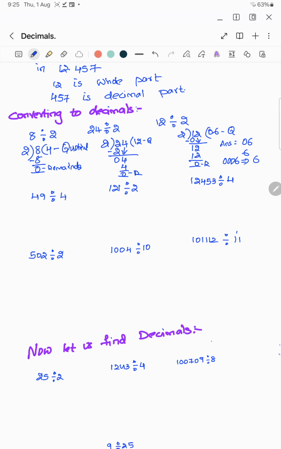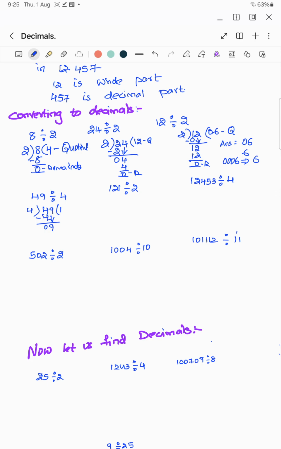Now let us divide 49 by 4. First check the first digit. 4 ones are 4 and subtract 4 from 4. 4 minus 4 equals 0. Next, carry down the next number. So next, check whether 9 is divisible by 4.